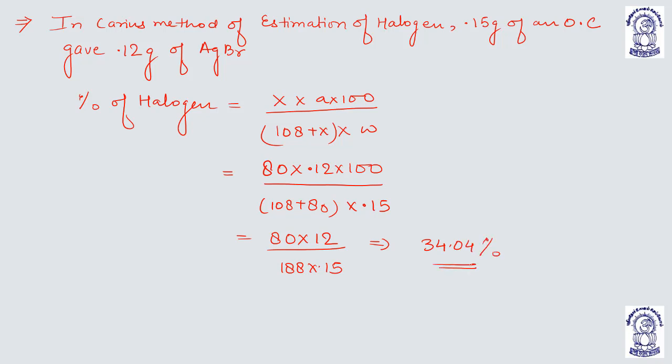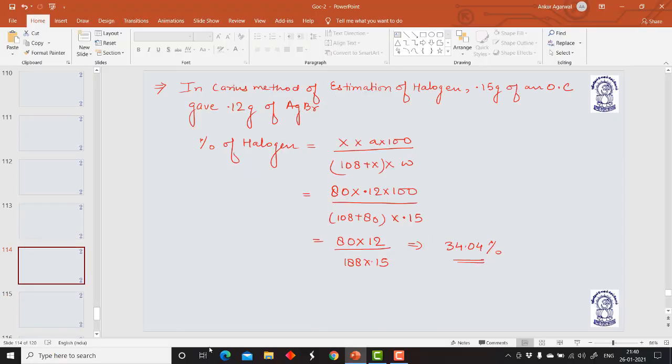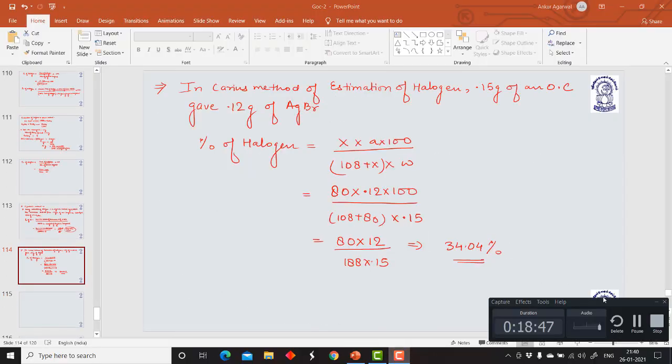Okay. So my dear students, we have completed the quantitative estimation of halogen and sulfur. These are the most common estimations which came in the competitive exams. So another method is the estimation of phosphorus, again by Carius method.